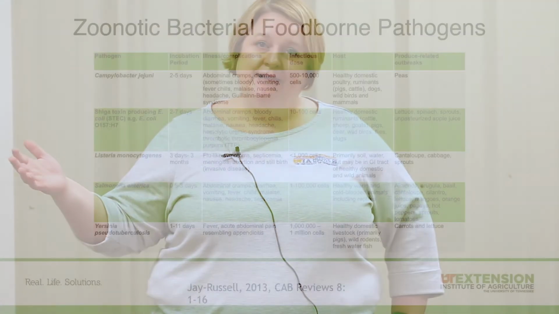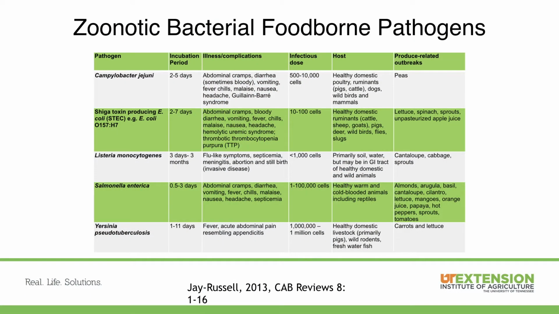Peas have been the only produce-related outbreak we've seen with it. But again, if you have cattle or definitely poultry within close proximity to where you're growing produce, it would be a concern. We have a higher infectious dose, so you think, well, fewer people probably get sick with this organism than others, but in reality, a lot more people get sick with Campylobacter than any other bacterial foodborne pathogen.